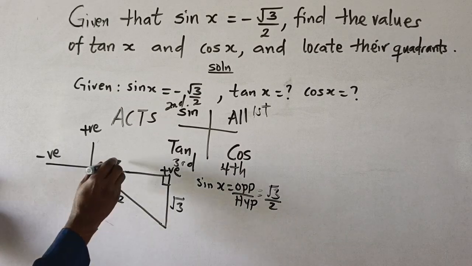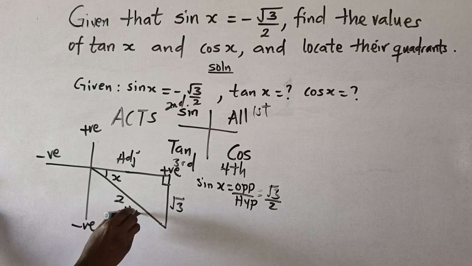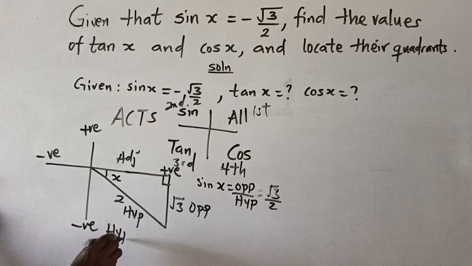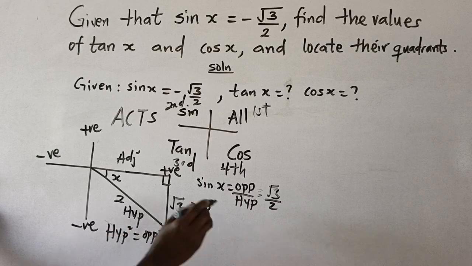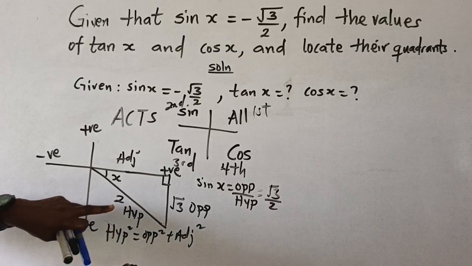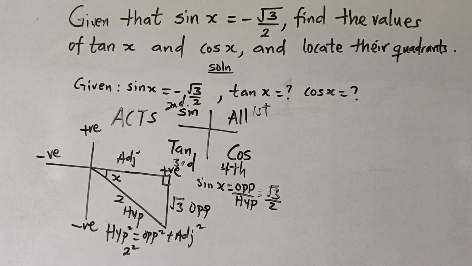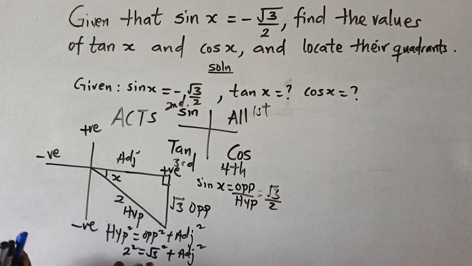Now, in this case, we want to calculate the adjacent here using Pythagoras theorem. In Pythagoras theorem, we have hypotenuse here, we have opposite here. In Pythagoras theorem, we have hypotenuse square equals to opposite square plus adjacent square. Now, hypotenuse square is said to be 2 square. Then opposite is said to be root 3 square. The adjacent is unknown. We want to calculate the adjacent. That is why we are using Pythagoras theorem.